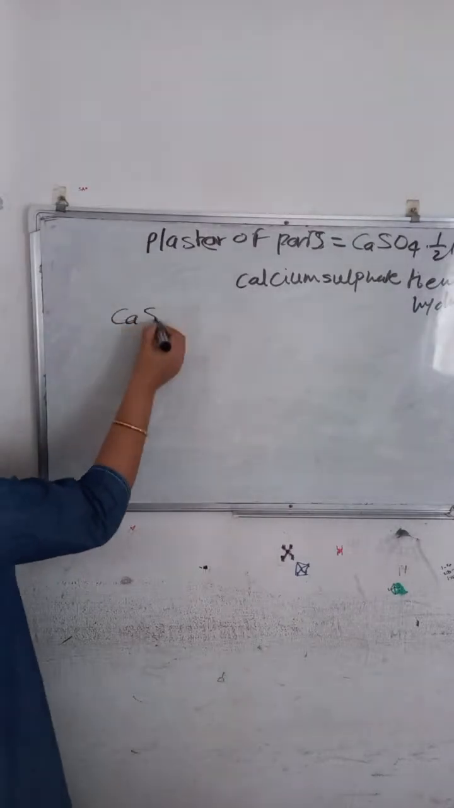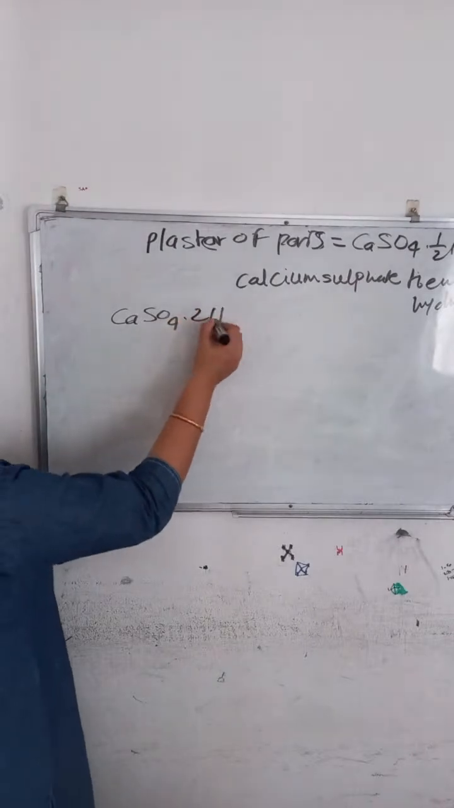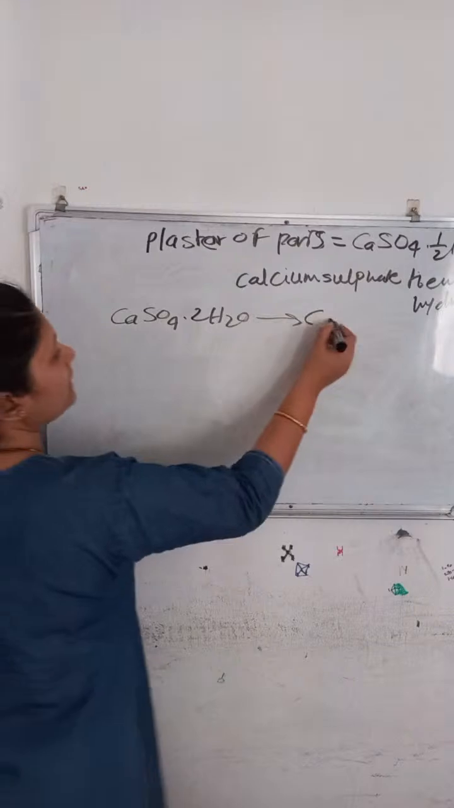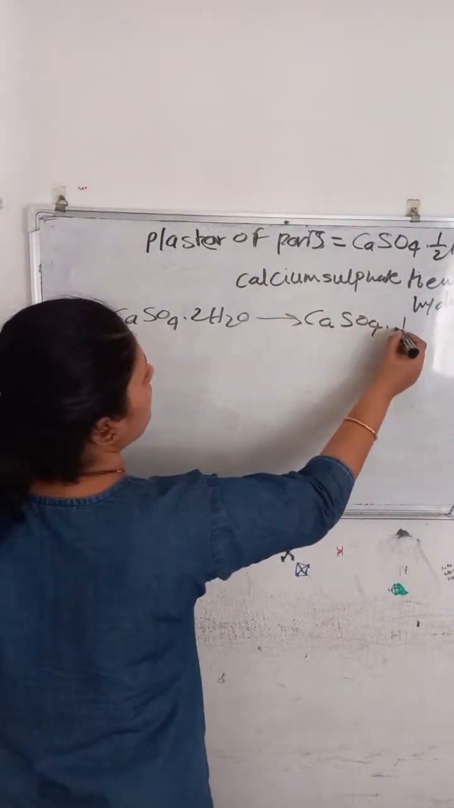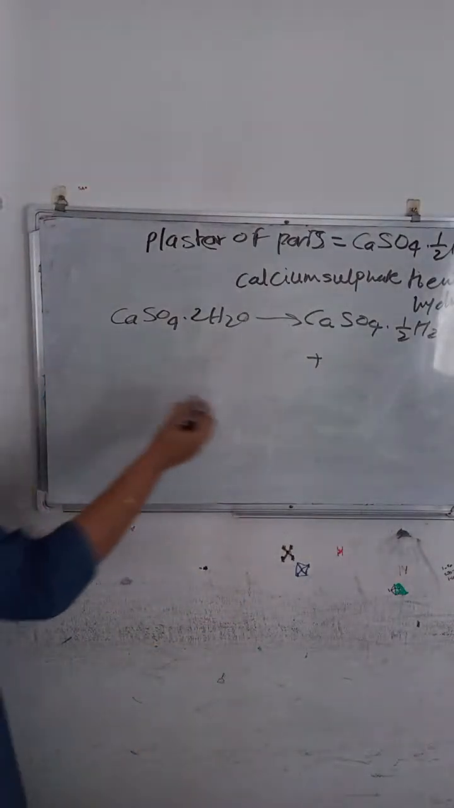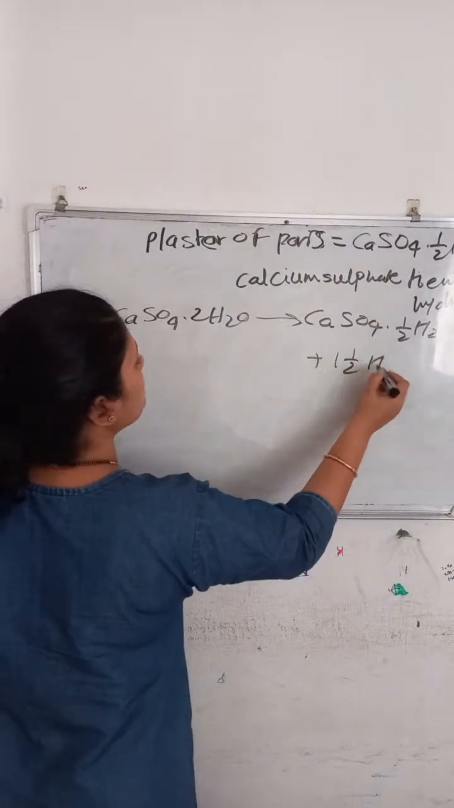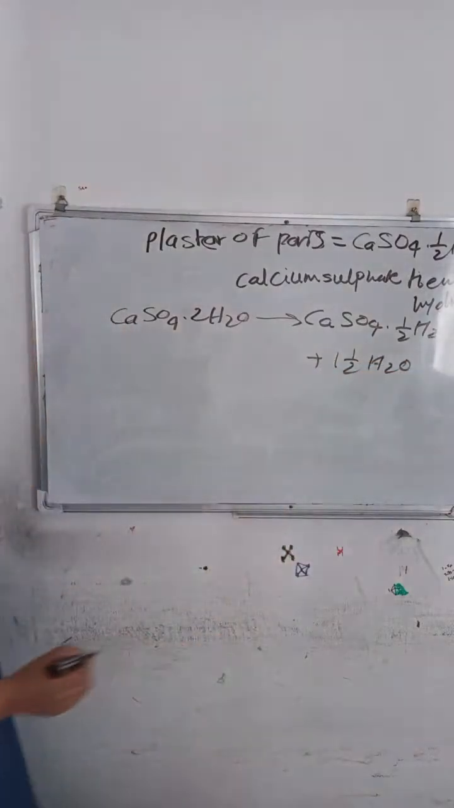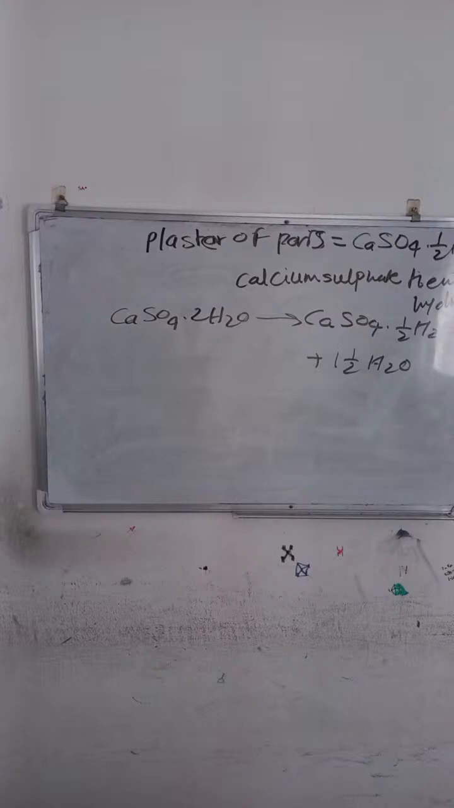So how is it prepared? If you add CaSO4 with 2 molecules of H2O, that is gypsum, it gives plaster of Paris, that is CaSO4 half H2O, plus we get 1.5 H2O. Okay, so this is the reaction, and the plaster of Paris is prepared.